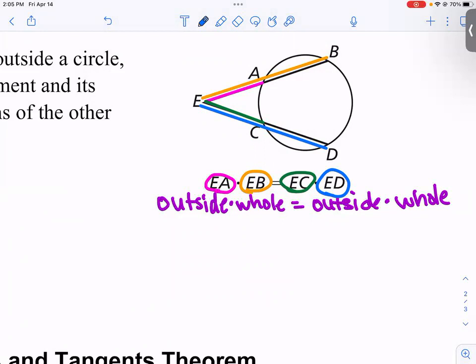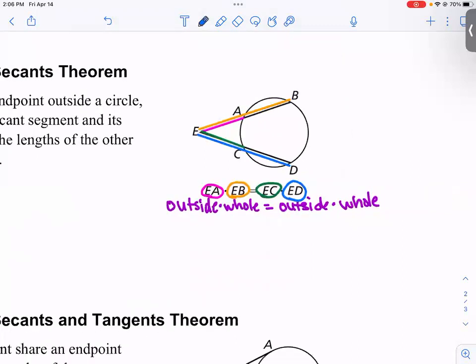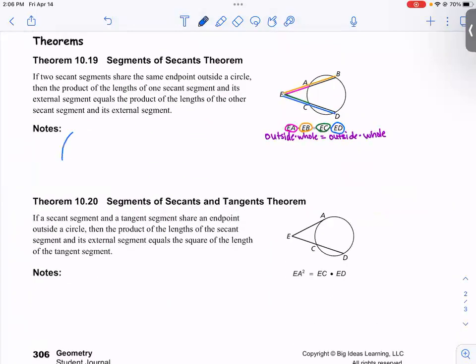I thought like EA and EC were automatically congruent. That is only if they're tangents. And since these are secants, that's not the case. Thank you, Ben, for pointing that out. When we have tangents that are both coming from the same spot, those segments are going to be congruent. But since we have secants, that's not the case. Okay, so outside times whole equals outside times whole.